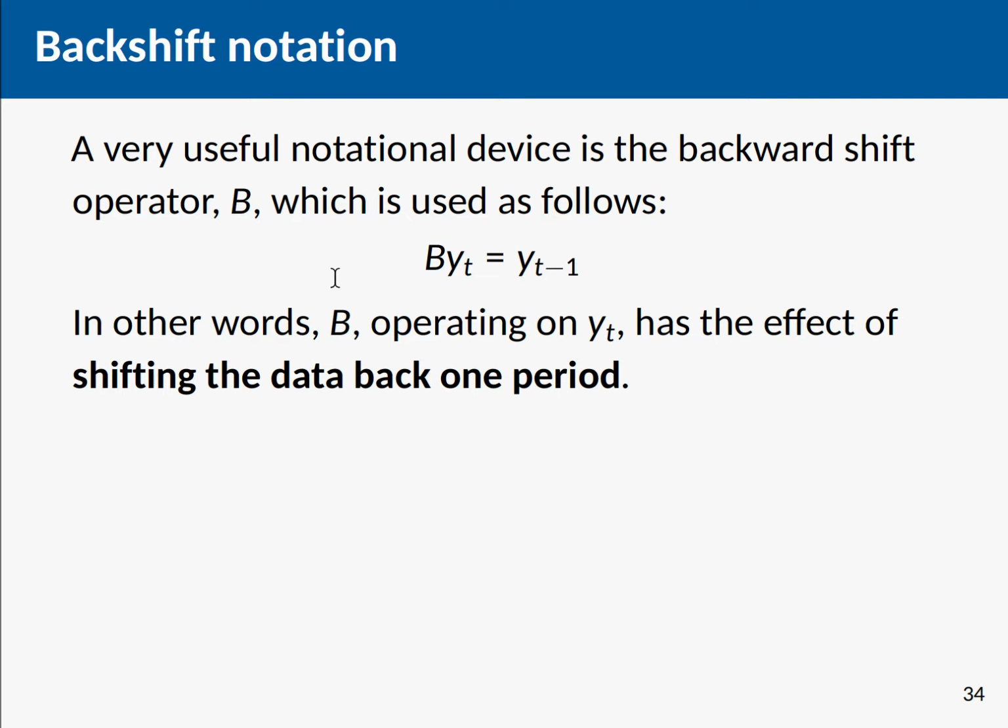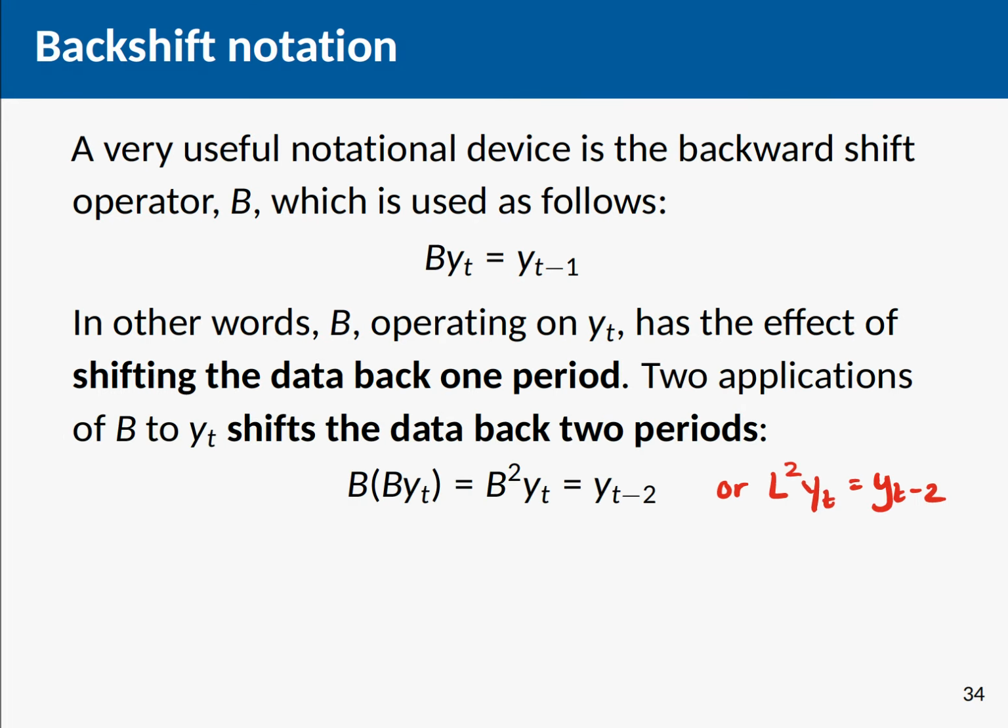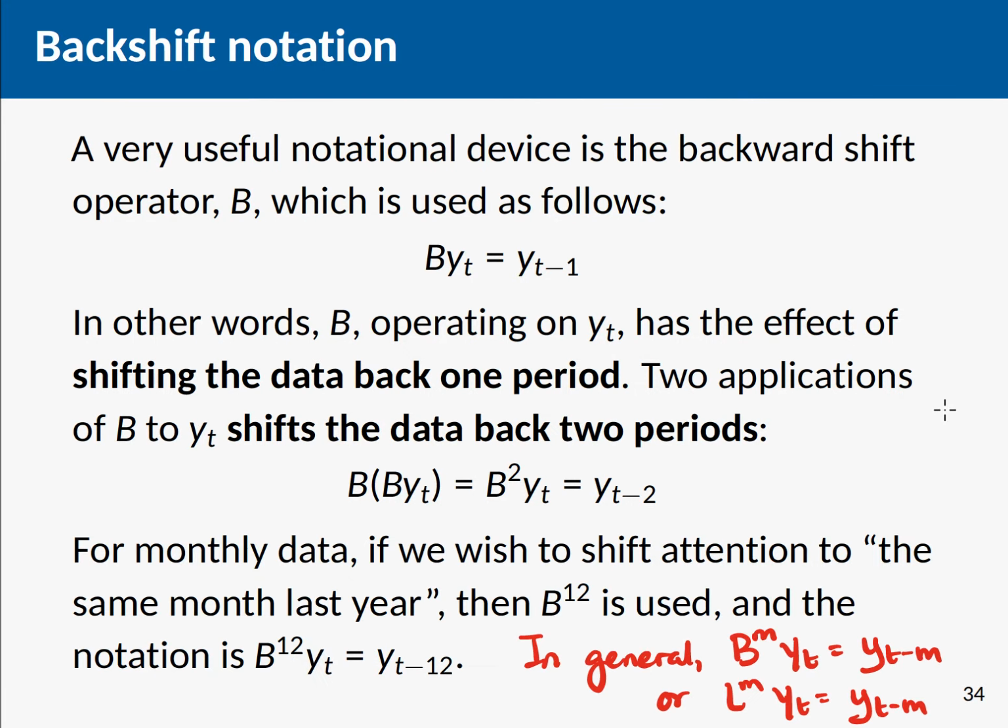The idea behind the backshift or the lag operator is that it is going to shift the data back one period. But in practice, we can also iteratively move the data back more periods. So if we had an operator B on B of yt, this would become B squared yt, and this is essentially lagging the time series 2 periods back. This can also be written as L squared yt, which is yt minus 2.